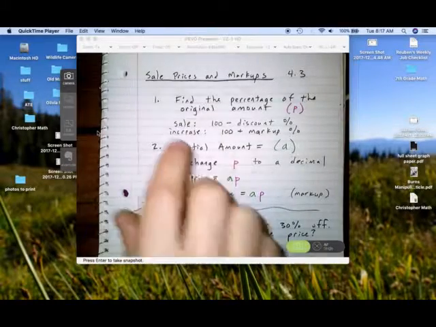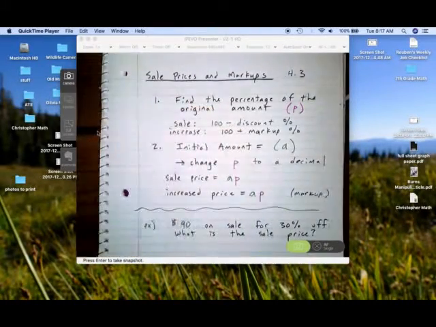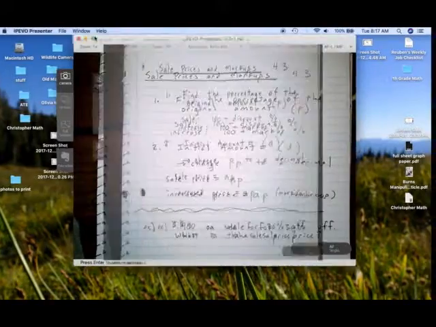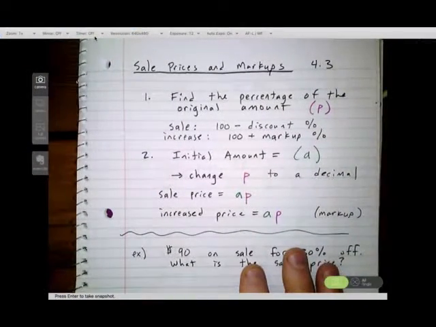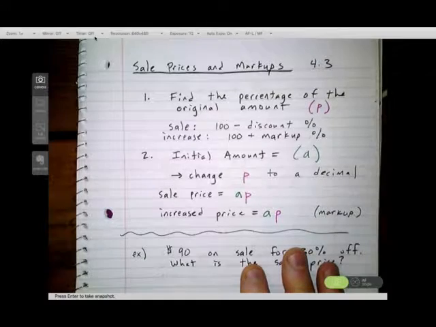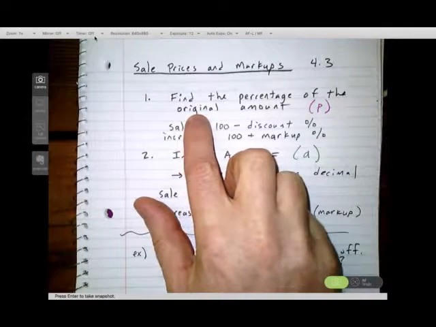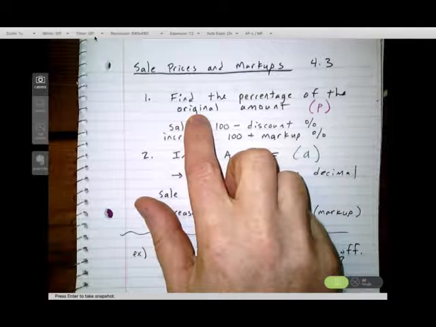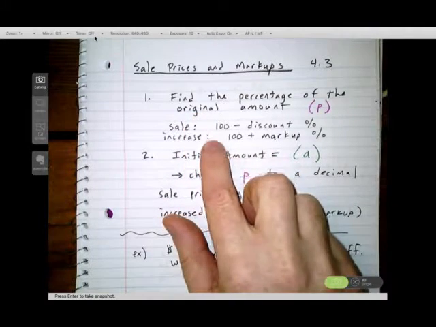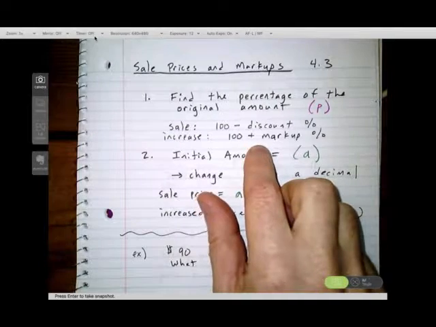Okay, so this next video is about sale prices and markups, and this is for section 4.3 in the textbook. We're going to do this similar to the way the book does it, by first finding the percentage of the original amount. That's got a little step here that you need to do, and I'll show you how that works.